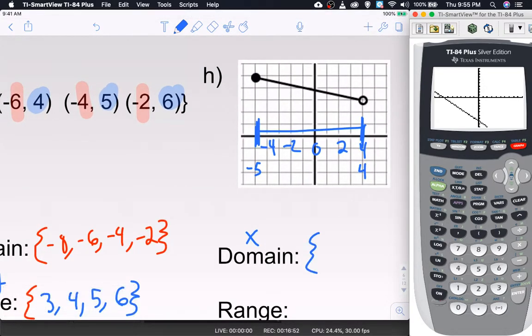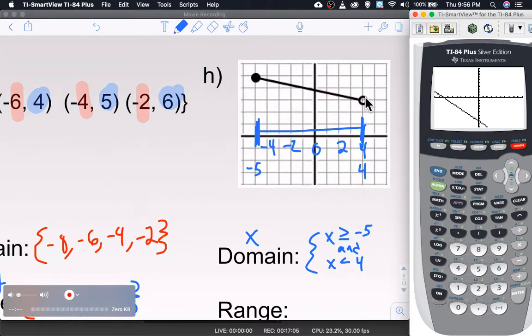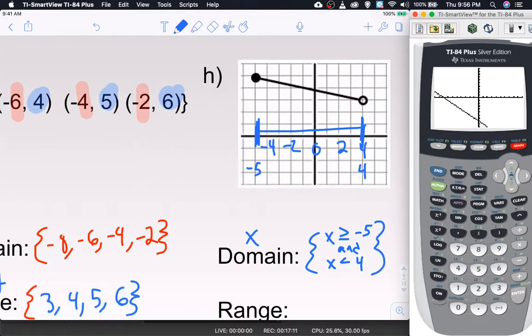So we can write this a few different ways. We could say x is greater than or equal to -5, and x is less than 4. We are not saying less than or equal to because it's not equal to 4. There's a hollow dot here. So we can say that, or we could also say x is greater than or equal to -5 and less than 4. These are both equivalent.